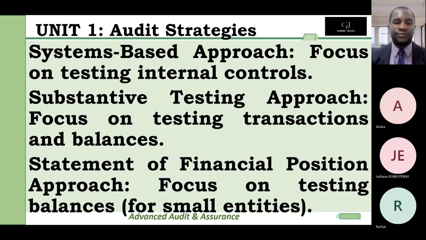But for this statement of financial position, it substantially looks at testing balances for small entities, small companies, and it helps us to validate or place emphasis on year-end balances rather than transactions during the year. So the objective is to ensure that income statement items are less significant or very immaterial when we are auditing these small entities. And also it is practical for small businesses or where risk is concentrated in assets and liability.